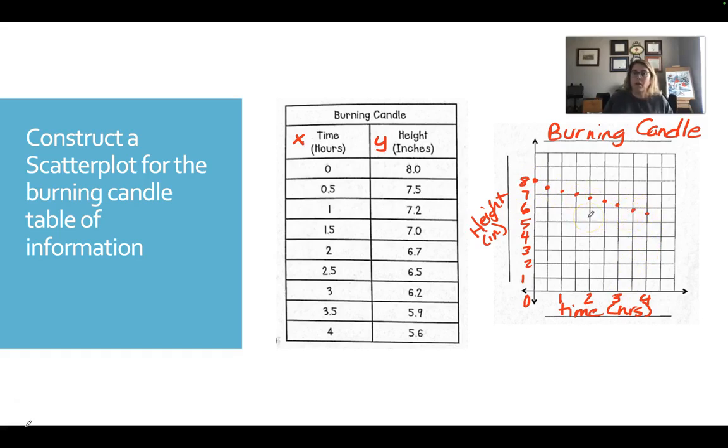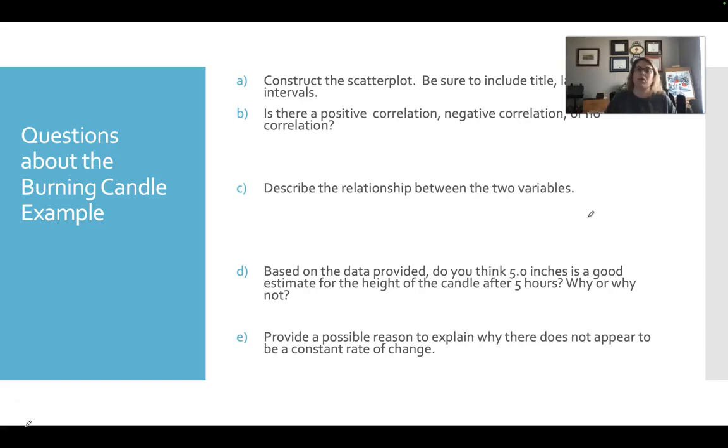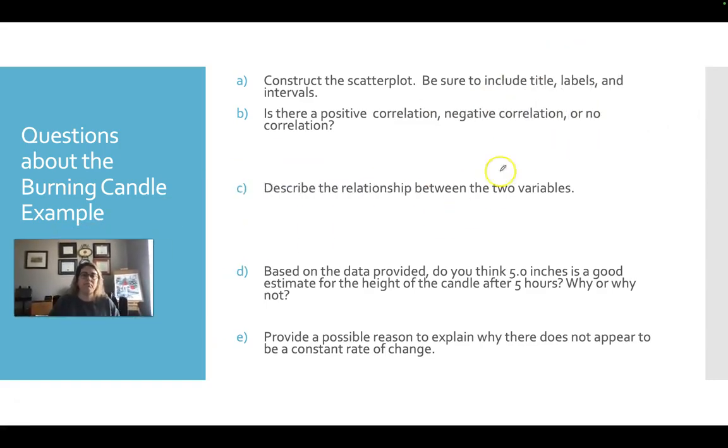Okay? Now, on your paper, you'll see that there's some questions. I'm going to kind of hold that in there, and we're going to look and see what the questions are. So let me move my picture out of the way. First thing it said is construct the scatter plot. Be sure to include the title, labels, and intervals. We did all that. Would you say there's a positive correlation, a negative correlation, or no correlation? Well, in this case, we'd say there's a negative. Just like there's a negative slope, negative correlation looks the same. And it looks like it's going downstairs.